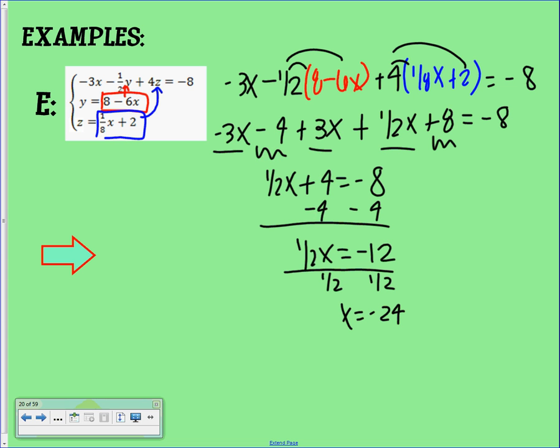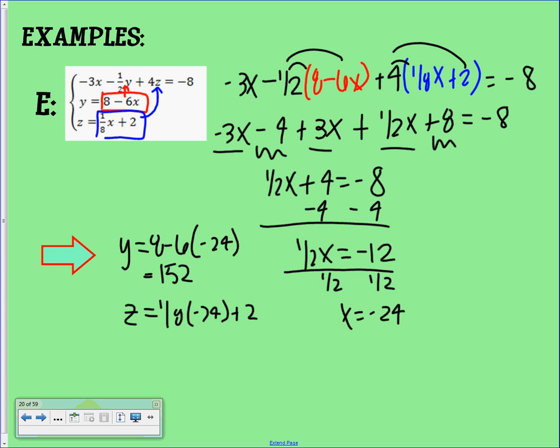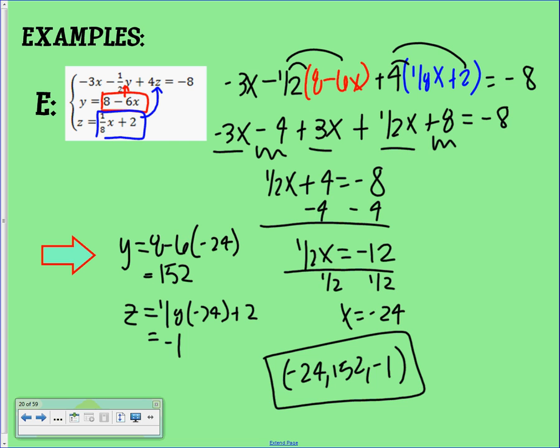And then if you remember from yesterday, this is going to be a double substitution. I also need to know that y equals 8 minus 6 times negative 24, which is going to give me a positive 152. And then I also need to know that z is 1/8 of negative 24 plus 2, so that's going to give me a negative 1. So again, when we write our final ordered pair, it's in alphabetical order, x, y, z. So I've got negative 24, 152, and negative 1.